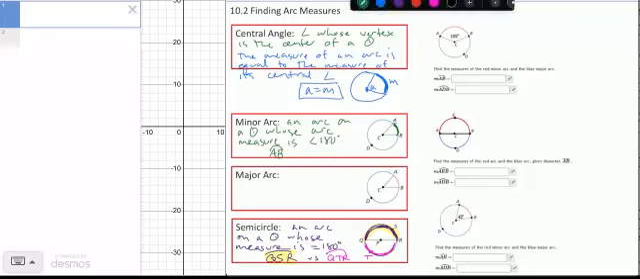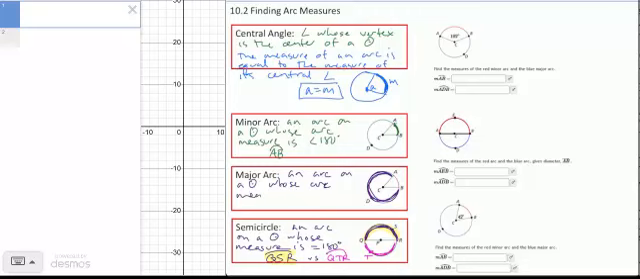So instead of arc AB, if I wanted to refer to the other, remaining portion of this arc, this would be referred to as a major arc. If it's greater than 180 degrees, you would still name it with the first and last points, A and B, but you'd have to pick a point that it passes through. So arc ADB, in this case, is your major arc.